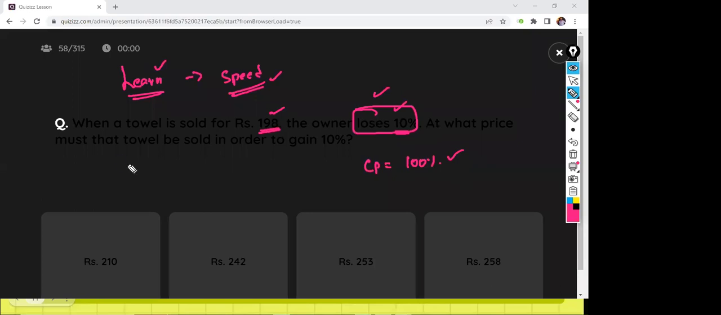Can you guys type in the chat box? 90 percent. Very good. This 90 percent is 198, and I have to get how much profit? Gain of 10 percent. My investment is 100 percent. Kushbu, can you tell me how much should be my return in terms of percentage to gain 110 percent?